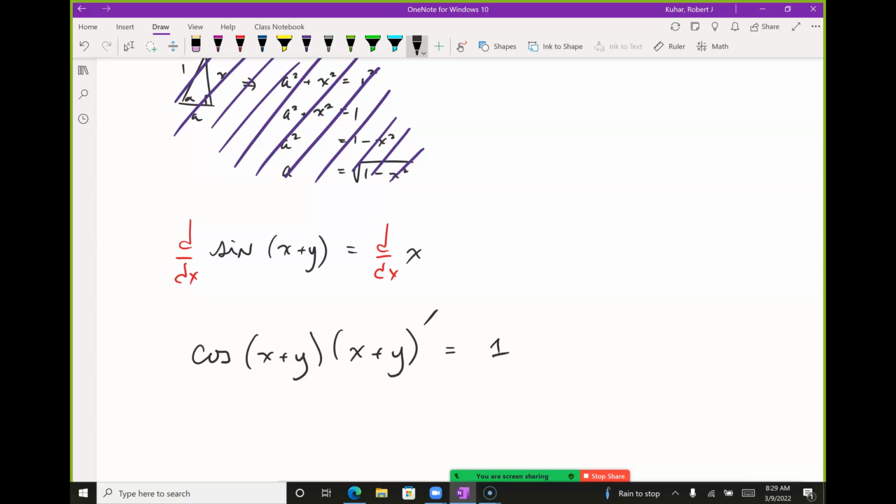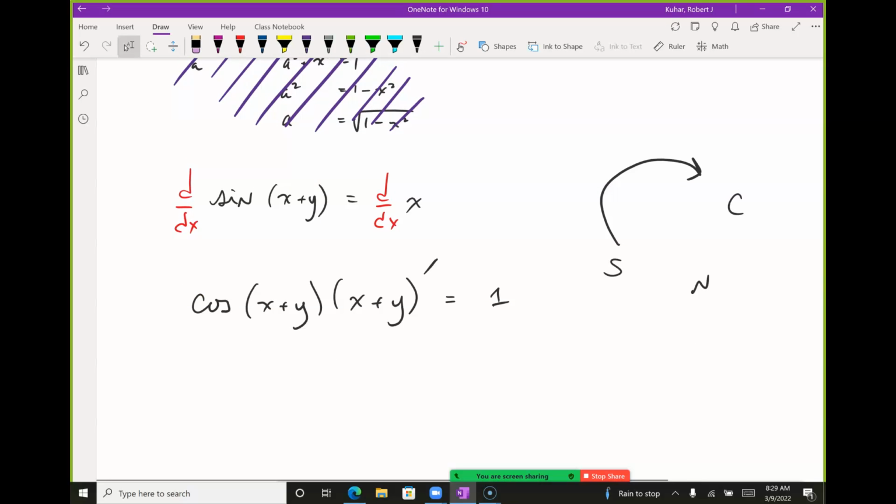Oh, did I do my derivative right? Yes, when I take a derivative of sine, I go to cosine without passing the negative, right? So now I'm doing the derivative of that inside. Cos of x plus y is equal to 1 plus y prime. Is everyone okay there?